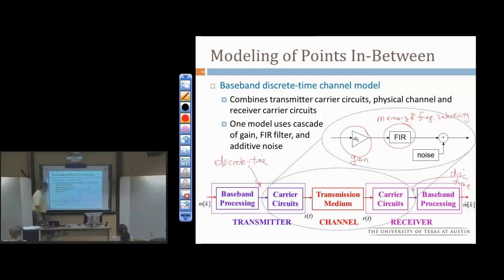That's it. It's a very simple channel model, but you can simulate pretty well your baseband processing with this very simple channel model. And that channel model is in completely discrete time. So we call this a baseband channel model.